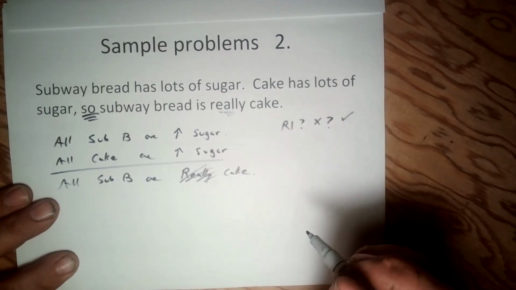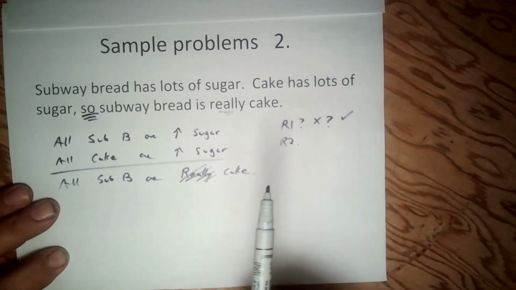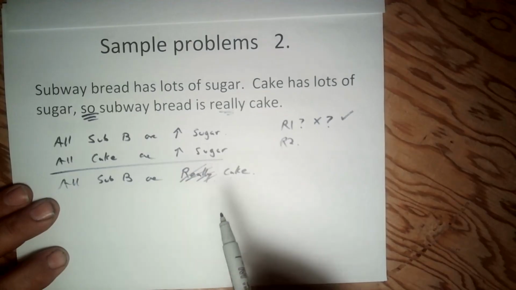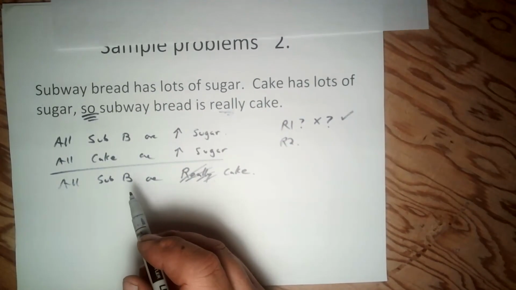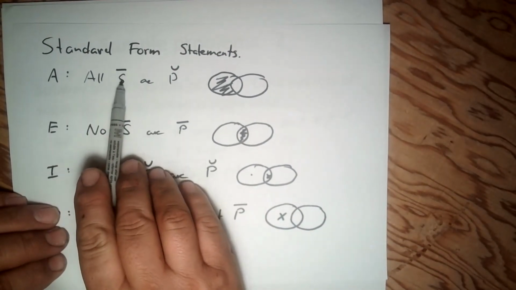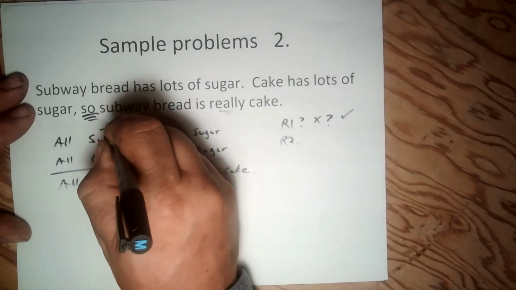Since we've already started on the rules, let's continue. So rule number 2, middle term must be distributed at least once. So we've got all A-form statements. So the distribution is subject distributed, predicate is not in each case.